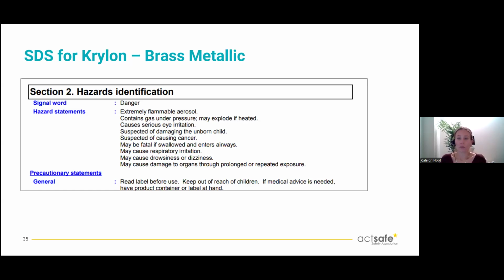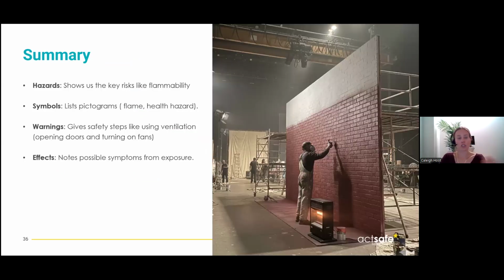And then at the bottom, we have our precautionary statements. These are standardized phrases that give instruction for prevention, response, storage, and disposal as needed. They are directly linked to your hazard classification and your hazard statement. So we've had a look at section 2. Let's jump back to our example.